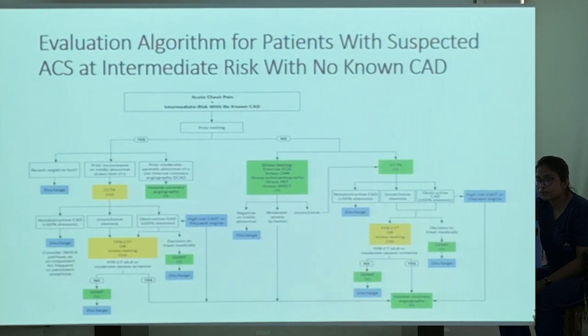That is why prior inconclusive means he had an initial, let's say, CAT score of 190. Then he is in that category. So intermediate risk is based on age, gender, treadmill, CAT score, and so many things.